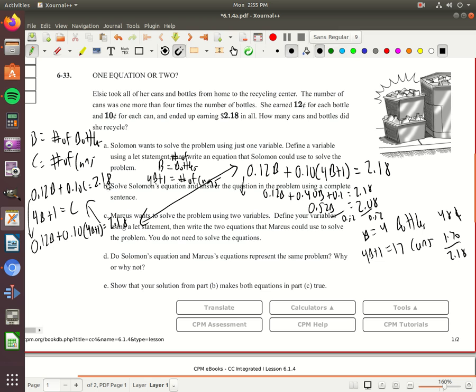Now, obviously, we did some extra work to get here. We were able to get here more quickly on the first one. Obviously, if I do the math, I'm going to get the same answer, 4 bottles and 17 cans.